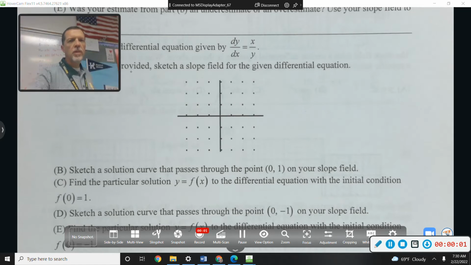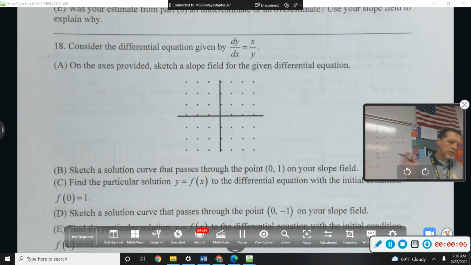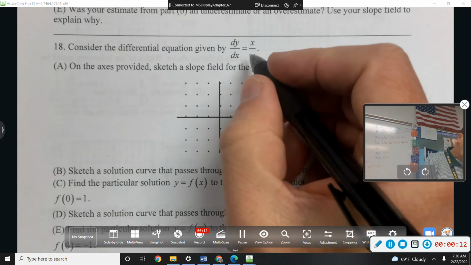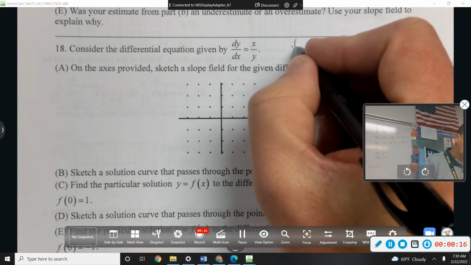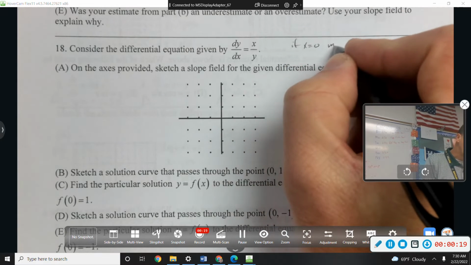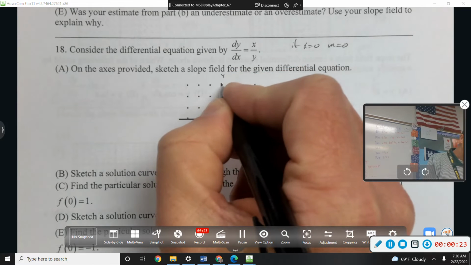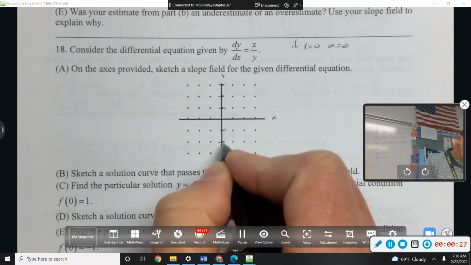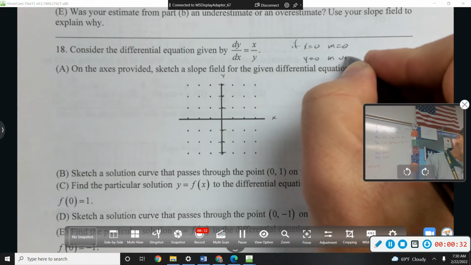So looking at number 18, let's do the slope field, and we'll work all of 18, and then we'll talk about solving differential equations. On the axis provided, sketch a slope field. Okay. I'm going to do some of the easy ones first, like if x equals 0, then the slope is 0. So if x is 0, the slope is 0. And if y is 0, then the slope is undefined.